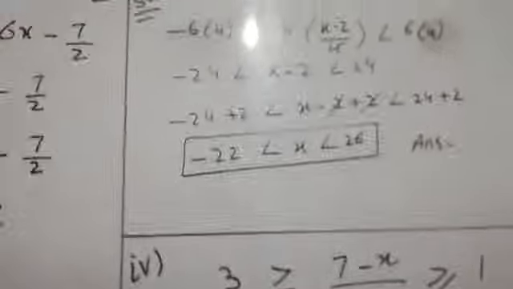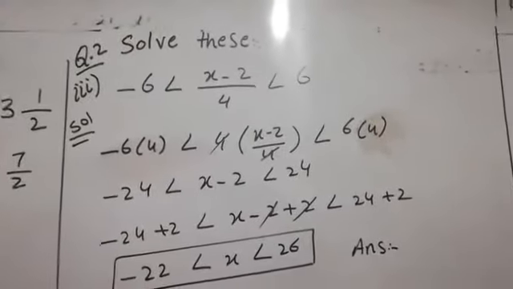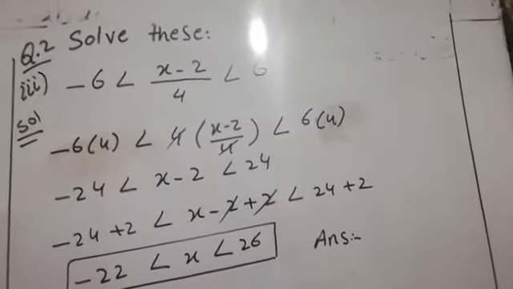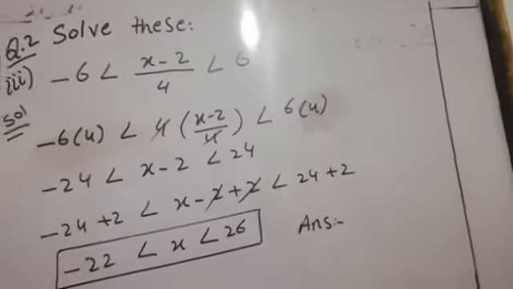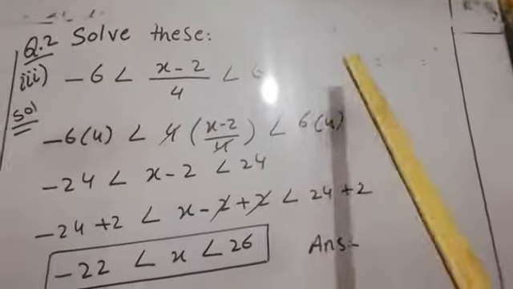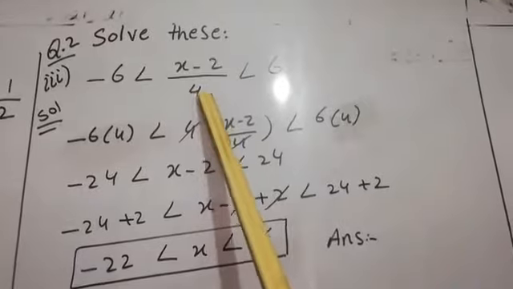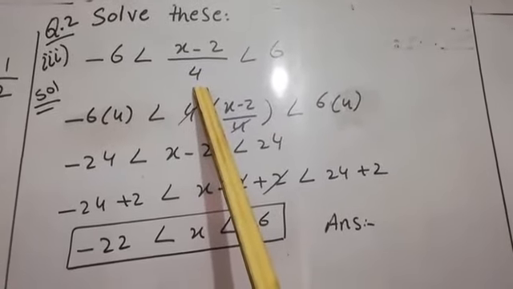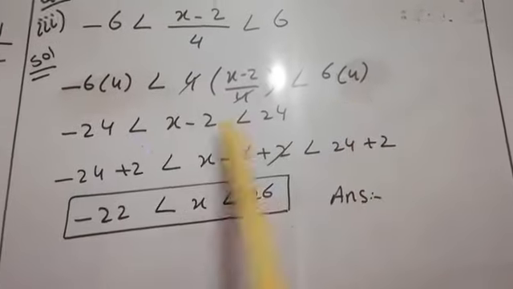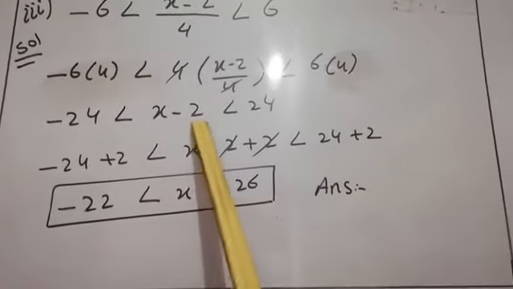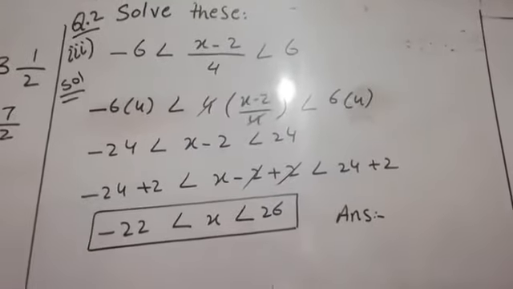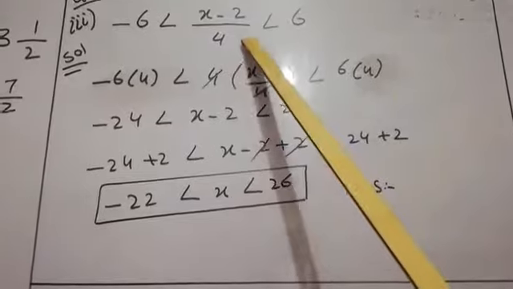Move to the next, question number 2, part number 3. In our question number 2, we have the statement solve this: minus 6 less than x minus 2 by 4 is less than 6. Dear students, first of all, we will multiply the inequation by 4 to remove the denominator. We will multiply every term by 4 and get minus 24 less than x minus 2 less than 24.